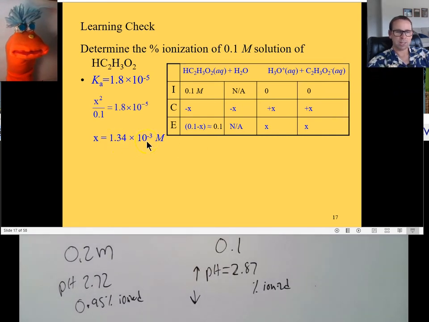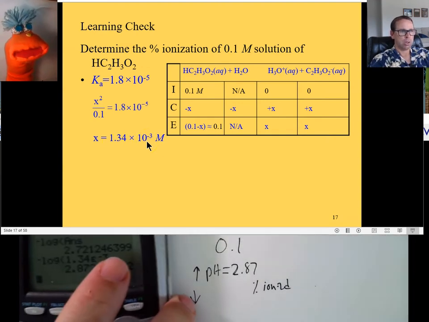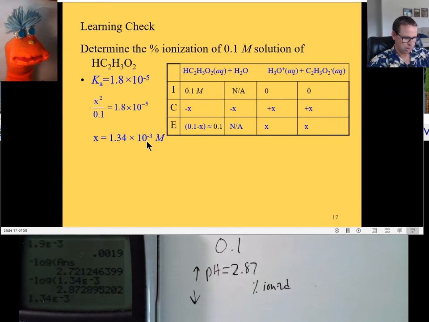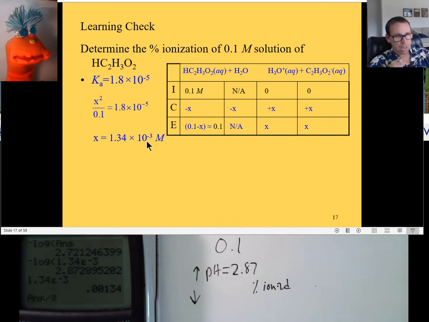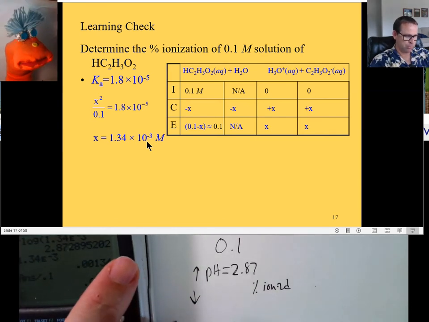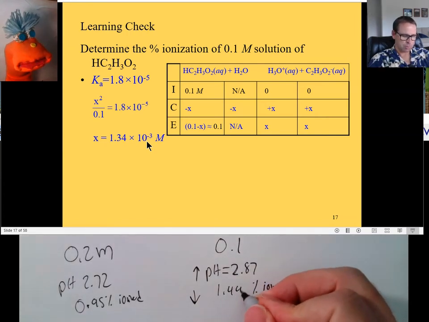Now, percent ionization. How do we find percent ionization? 1.34 times 10 to the minus third divided by 0.1, times 100. So it's 1.34% ionization.